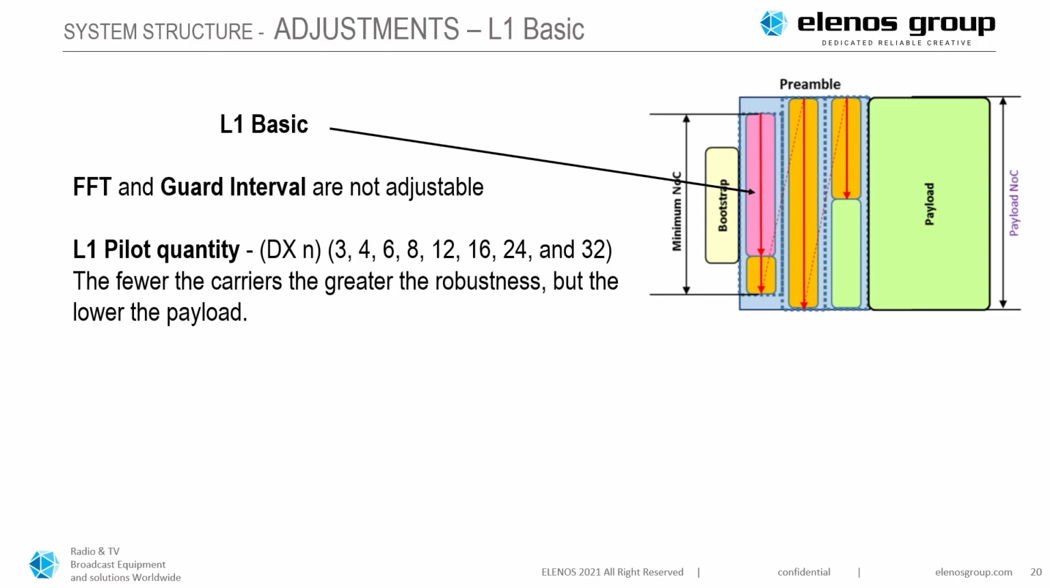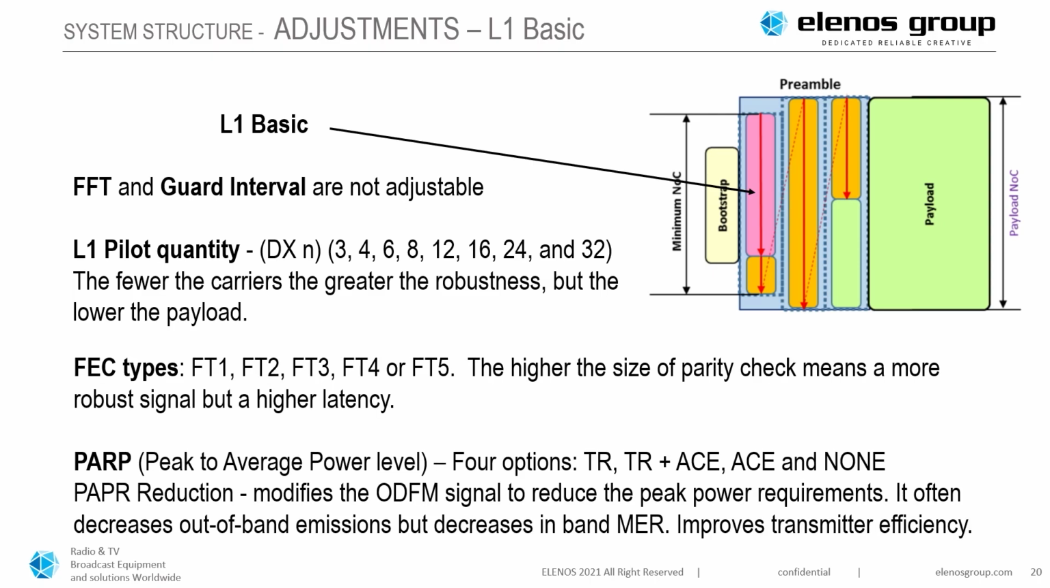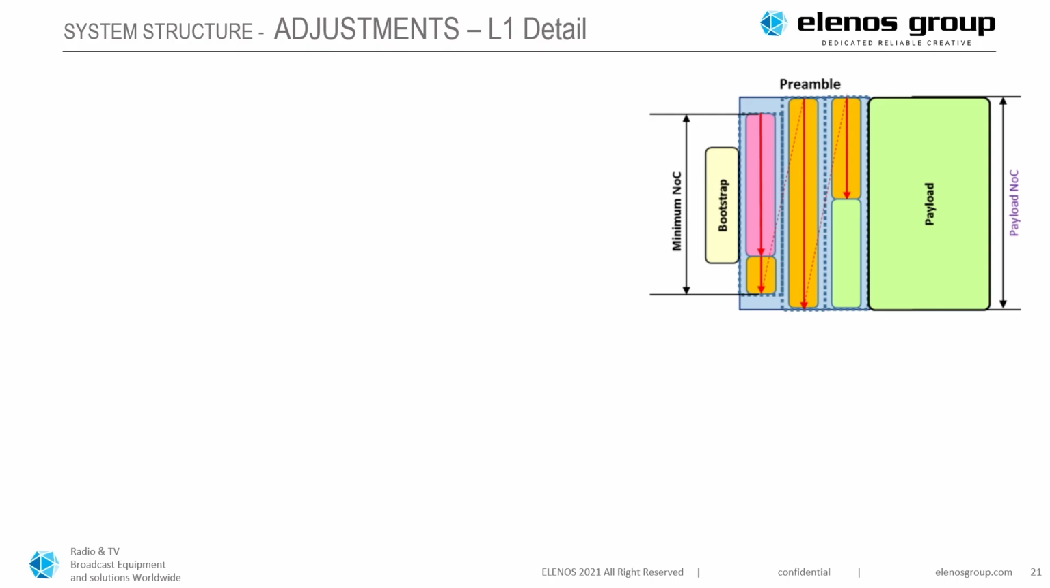Then you have L1 basic. Again, there's not many adjustments in here. You don't really have to do that much work. You do have to choose the actual pilot quantity. There are a different number of pilots. The more pilots you have, the more robust the signal is, but of course, the lower the payload. And that's the rule of ATSC 3. The more robust you make the signal, the less the payload. You have to choose FEC types and the peak to average power ratio options as well.